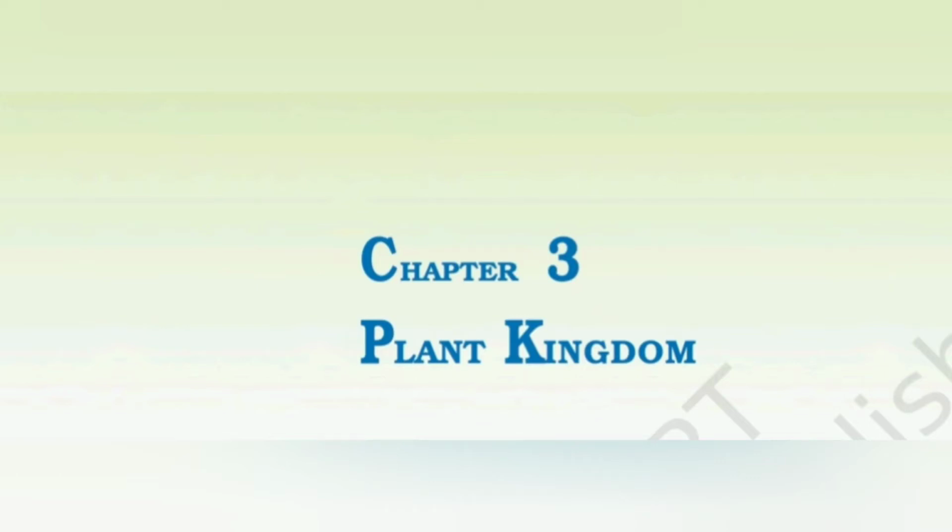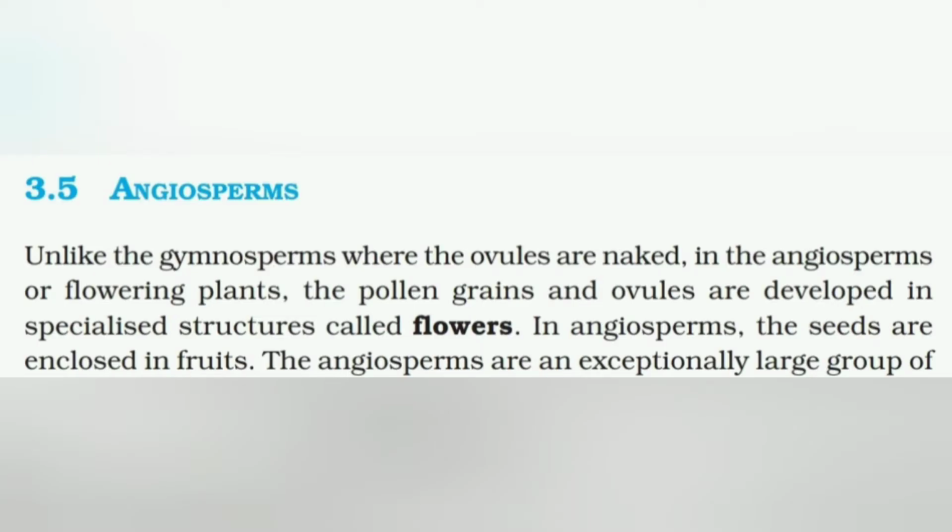Good morning, students. Let's continue with chapter number 3. Next topic, angiosperms. They are different from gymnosperms, where ovules were naked, but in angiosperms or flowering plants, the pollen grains and the ovules are developed in specialized structures called flowers. In angiosperms, the seeds are enclosed in a fruit.